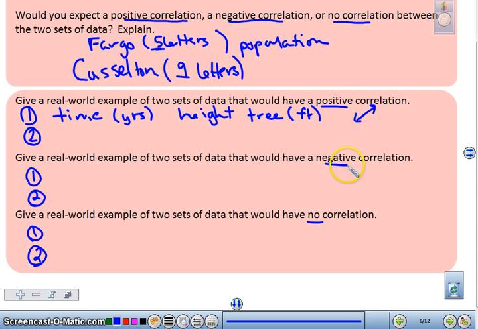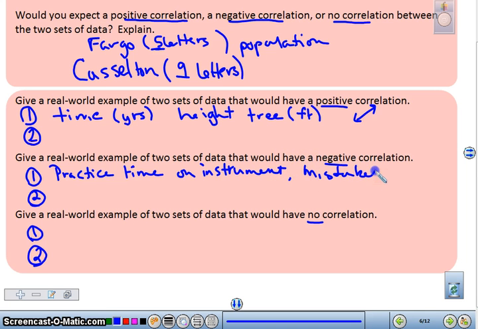How about a negative correlation? You might be thinking about, if you play an instrument, practice time with an instrument, and you practice a lot. So as your practice time on your instrument increases, what happens to the mistakes? They should be going down. At first you might make a lot of mistakes the first time through a new piece of music, and as you keep playing it, your mistakes hopefully are decreasing. So as time goes on, you're making less and less mistakes till you have the piece memorized.